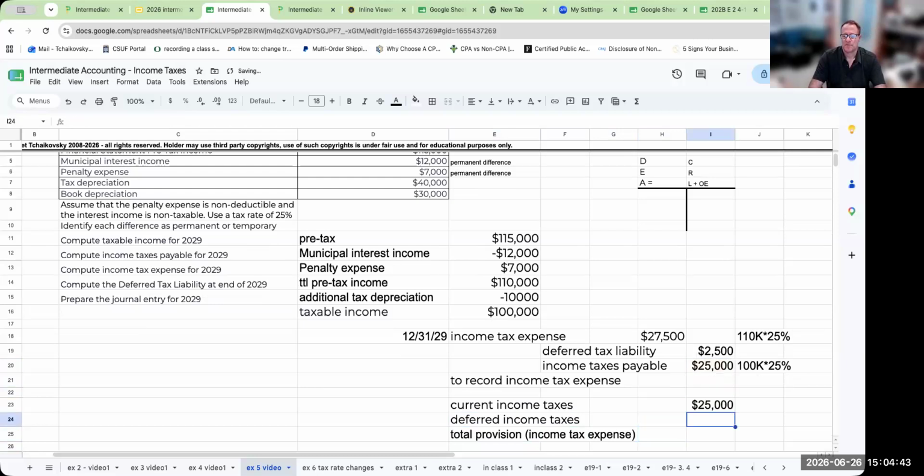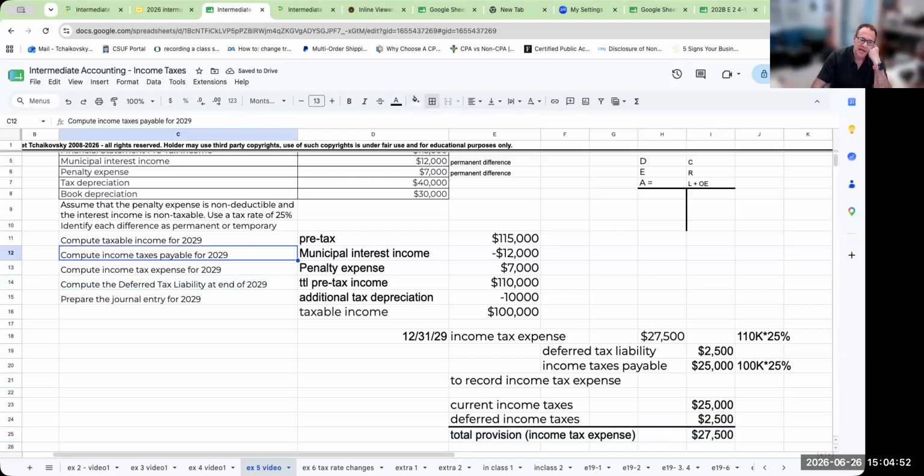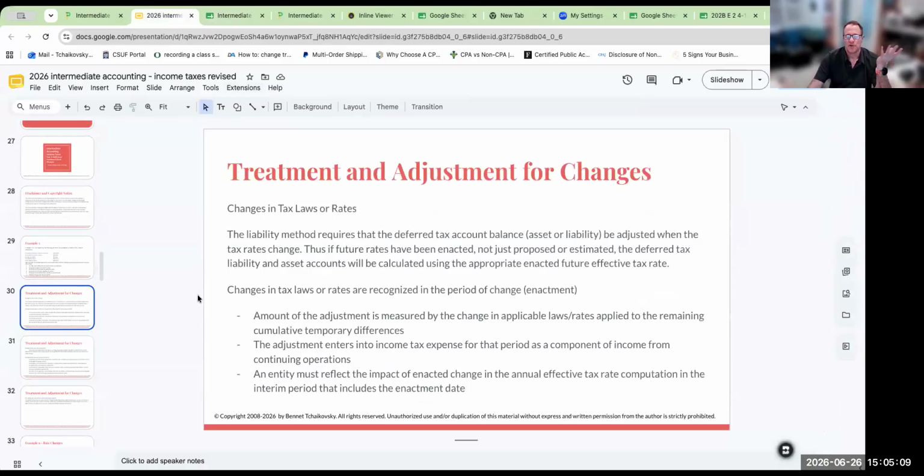So this is going to be 2,500, and this gets me to 27,500. As we look at this here, we've computed income tax expense, income tax payable, taxable income, and we've also done the deferred tax liability. Now, one of the things we haven't really dealt with until now is what happens if a tax rate changes. Let's go ahead and look at some of these.